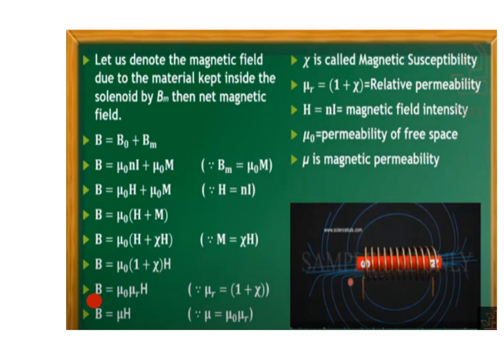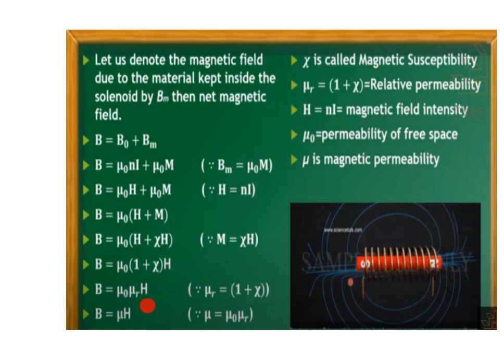So here net magnetic field B is equal to mu naught mu r into H. What is this mu r? Mu r is equal to 1 plus chi. So mu r is called the relative permeability.